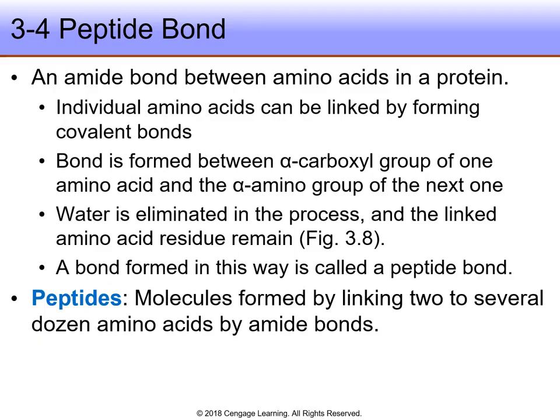A bond is formed between the alpha carboxyl group of one amino acid and the alpha amino group of the next one. Water is eliminated in the process and the linked amino acid residues remain. As we will see in the next figure, a bond formed in this way is called the peptide bond. So, peptides are molecules formed by linking 2 to several dozen amino acids by amide bonds.